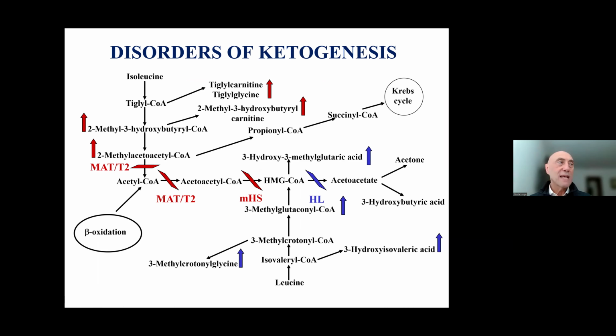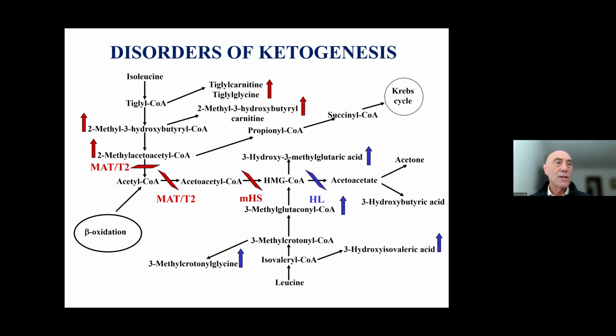Again, why are they here? Mostly because they derive from the catabolism of isoleucine and leucine. The ones derived from the catabolism of these amino acids are the ones that provide the biomarkers for this disorder of ketogenesis.